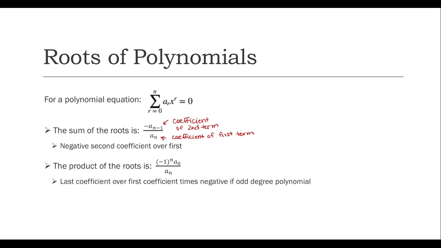Then we can find the product of our roots by taking negative 1 to the n of a sub naught over a sub n. So this would be negative 1 to the n times your constant term over your coefficient of your first term. And it'll be multiplied by a negative if it's an odd degree polynomial.